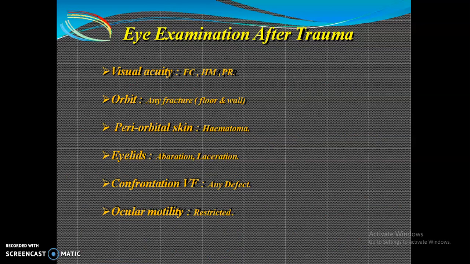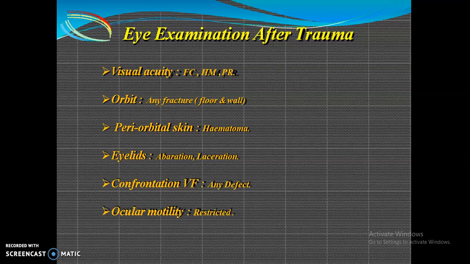Then, eye examination after a trauma. Once we are seeing an emergency case such as penetrating trauma, what we have to focus on is, first, visual acuity, then orbit examination, periorbital skin examination, eyelid examination, confrontation VF, and ocular motility. We have to assess visual acuity by finger counting. FC means finger counting, HM means hand motion, and PL means perception of light. These are the different ways to assess visual acuity.